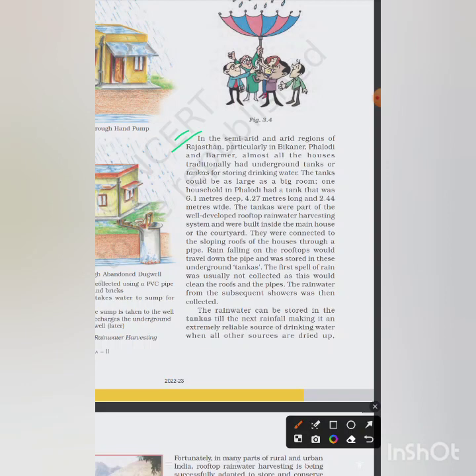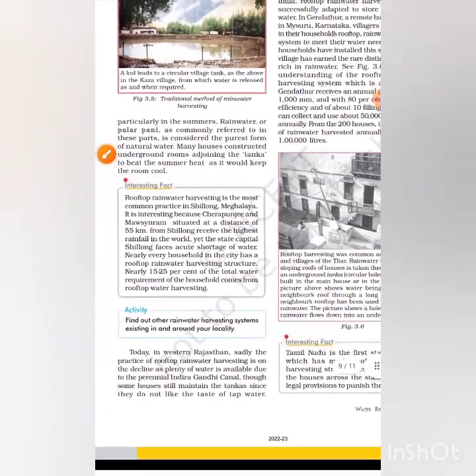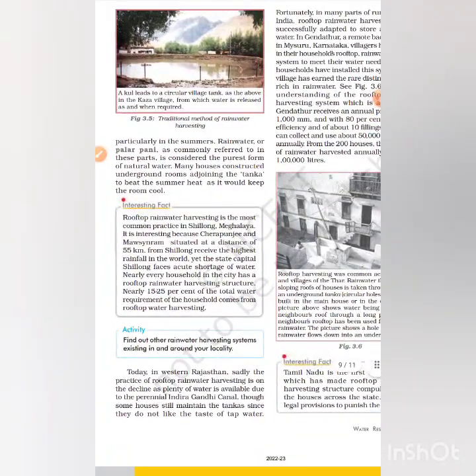The rainwater can be stored in the tankas till the next rainfall, making it an extremely reliable source of drinking water when all other sources are dried up. Particularly in the summers, rainwater, or pallar pani, as commonly referred to in these parts, is considered the purest form of natural water. Many houses constructed underground rooms adjoining the tanka to beat the summer heat, as it would keep the room cool. This figure 3.5 is a traditional method of rainwater harvesting.